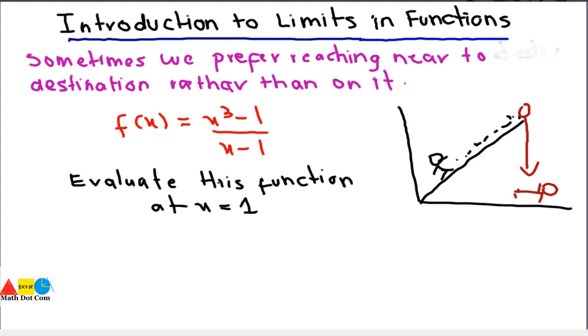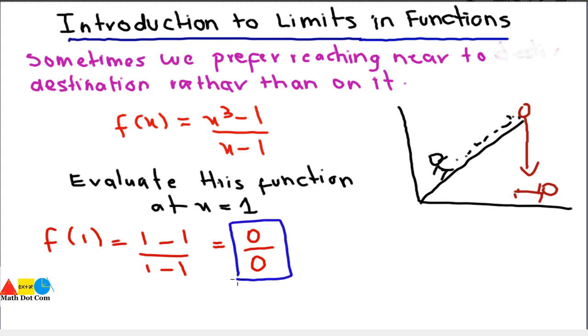What will you do? Let's see how we can evaluate. If I write f of 1 equals 1 minus 1 divided by 1 minus 1, what will you get? 0 divided by 0. What is this condition? This is the condition that is indeterminate or undefined in mathematics.